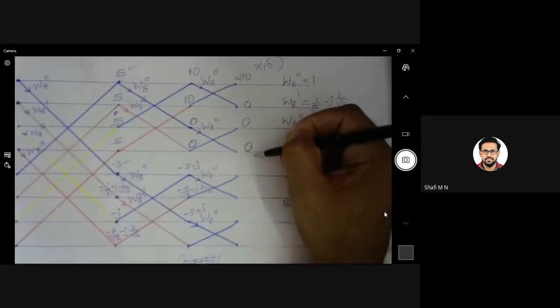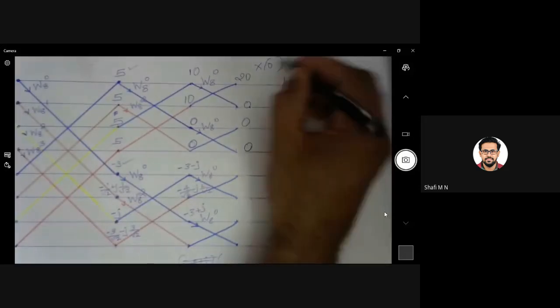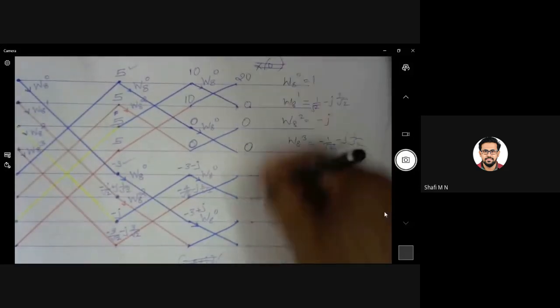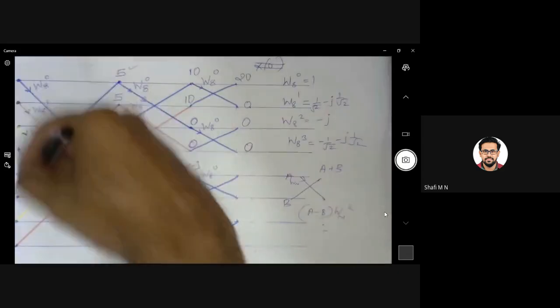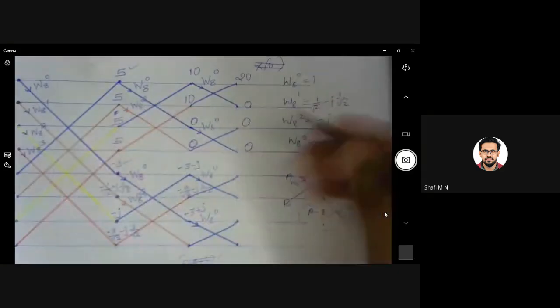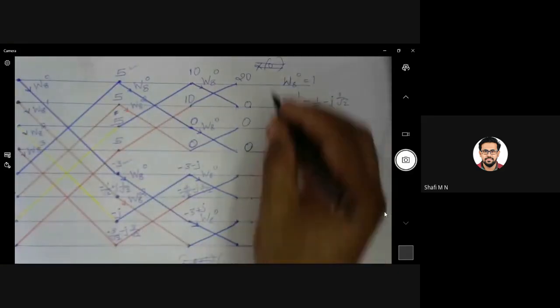Don't take it like that. You have to do the bit reversal. When the input is written in natural order, the output will be in bit reversed fashion. So you have to find the bit reversed order.